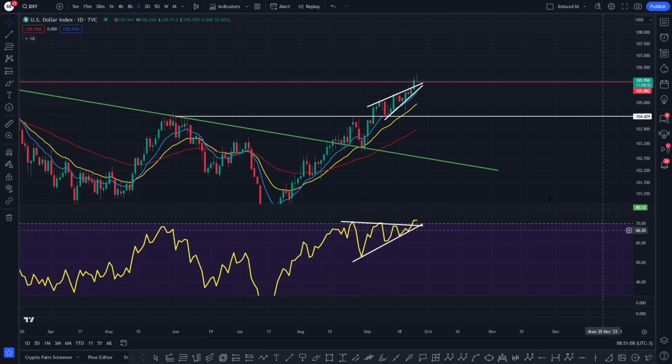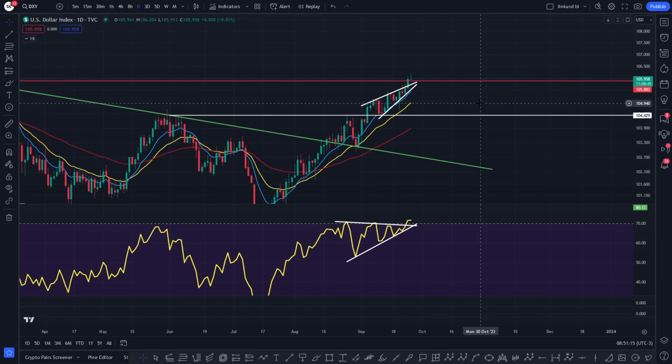So diving into XRP quickly, taking a look at the DXY, you can clearly see we've got the rising wedge and we've broken out right now, okay? But XRP is sort of stagnant, isn't it? It's going sideways. So potentially this could be some kind of bull trap. We'll keep an eye on this.